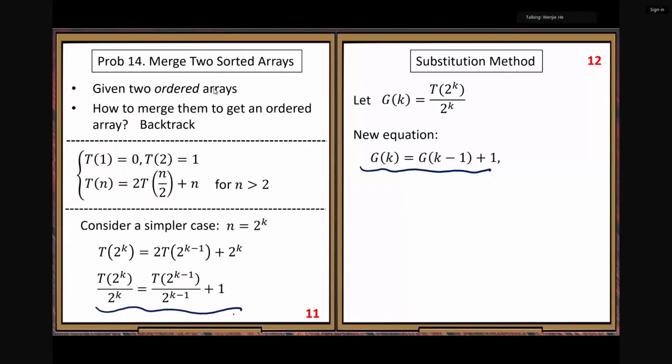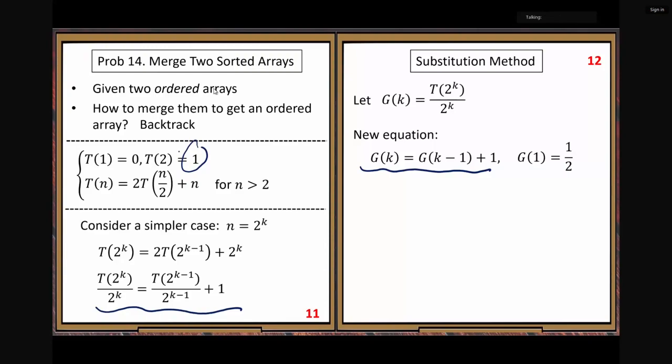What is the initial condition of this g function? We need to figure it out. G of 1, you plug in 1. G of 1 is T of 2 over 2. T of 2 is 1, over 2, so 1/2. G of 1 is 1/2. Now, how do you find the solution?